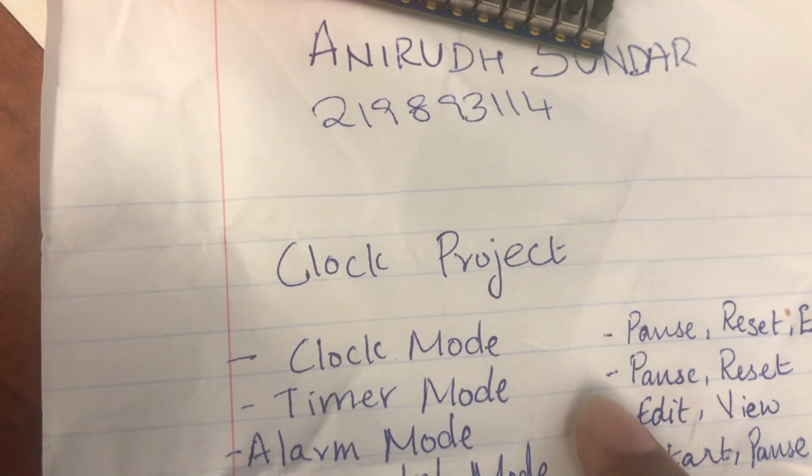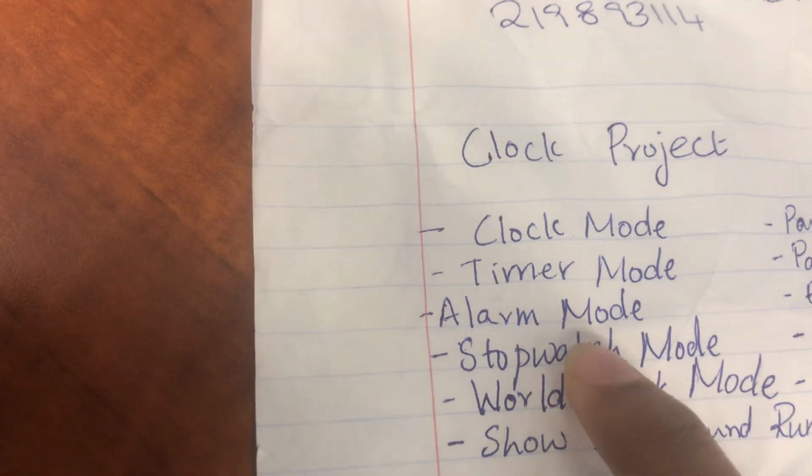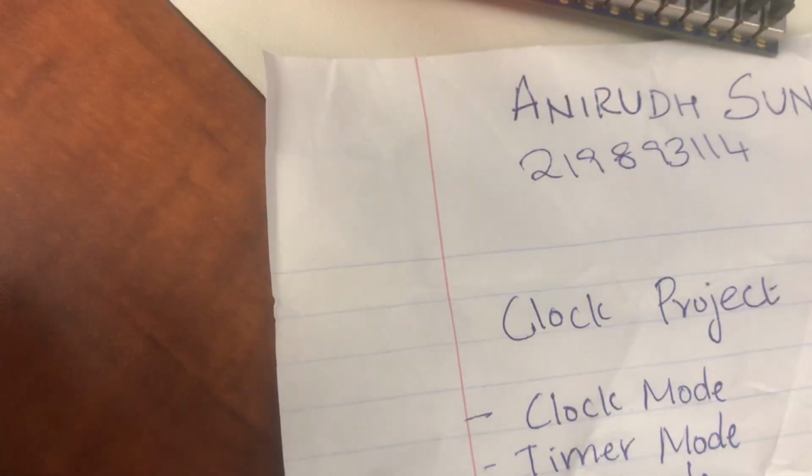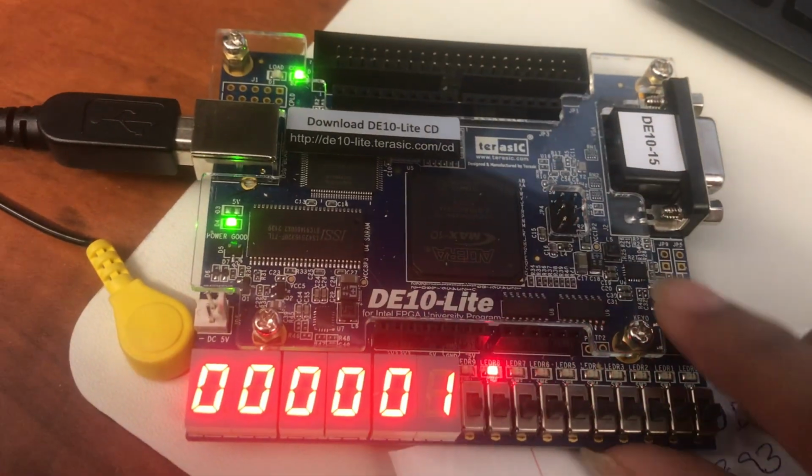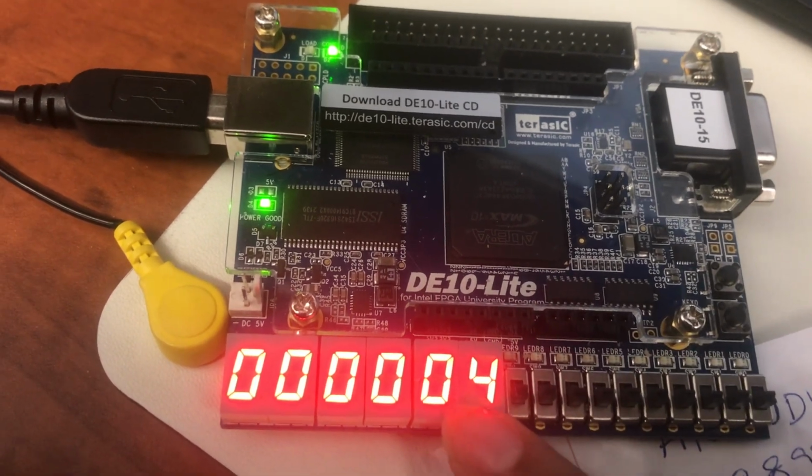This is my ECS 3201 clock project, me using Verilog and the D10 whiteboard. So my clock has 5 modes: the clock mode, time mode, stopwatch mode, and world clock mode. So now I will program the board. Now the board is programmed, the clock started, and it starts at reset, the clock starts at 0.